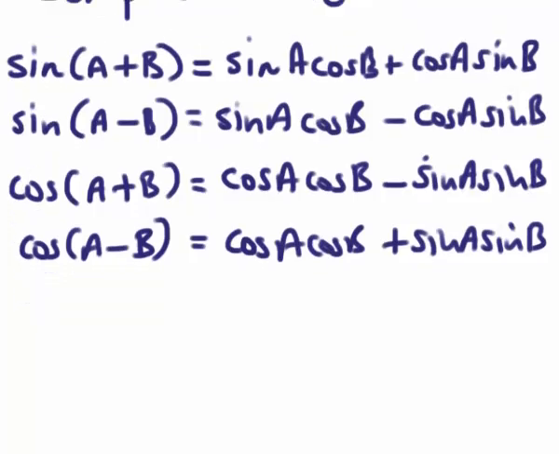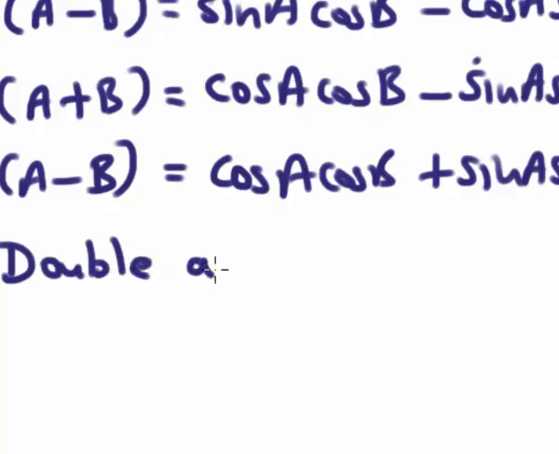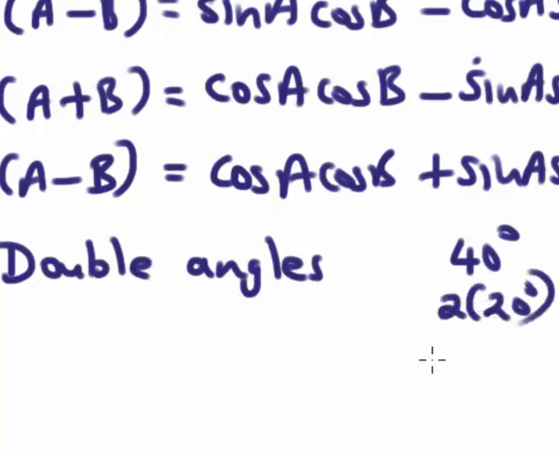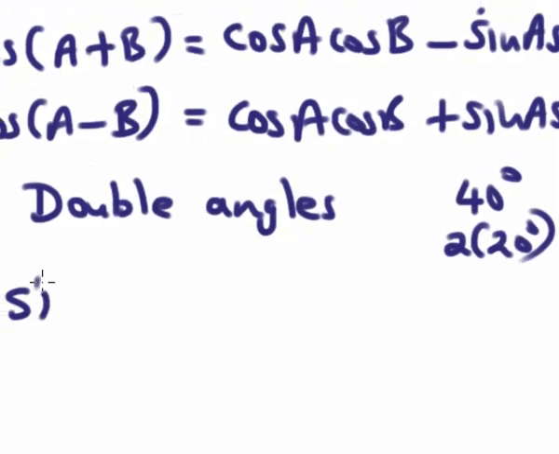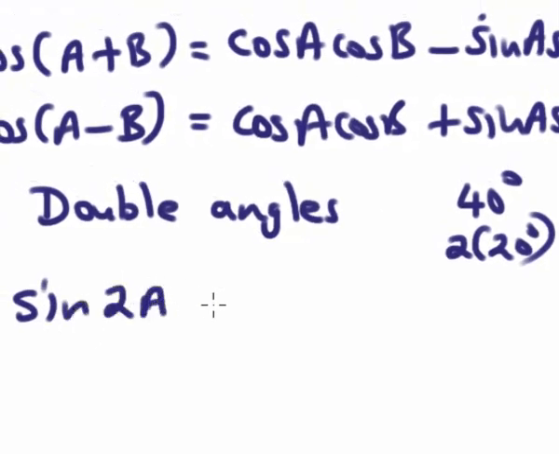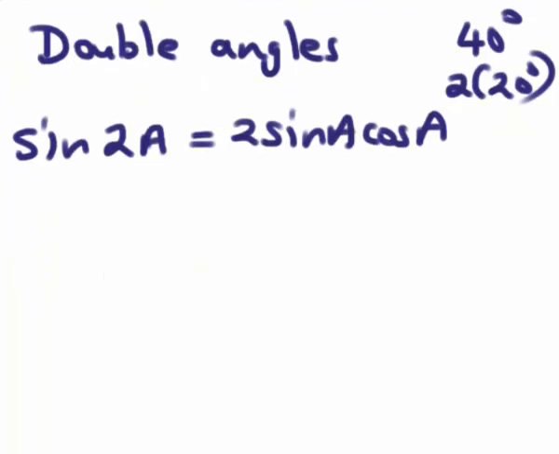You also get the double angle formulas. A double angle would be, for example, if you take 40 degrees, it can be written as 2 multiplied by 20. That would be a double angle, okay? And there's lovely ones for these. The sine of 2A is 2 sine A cos A. It can be proved, but we're not going to worry about that now.